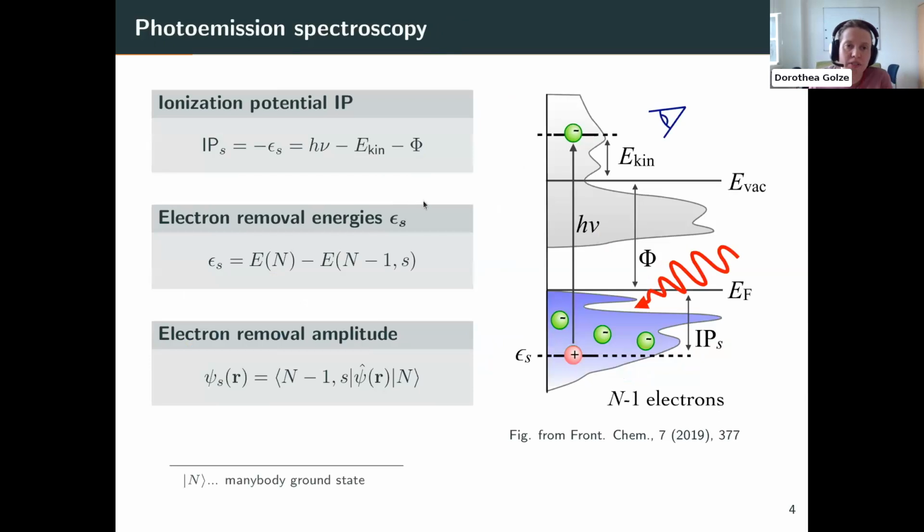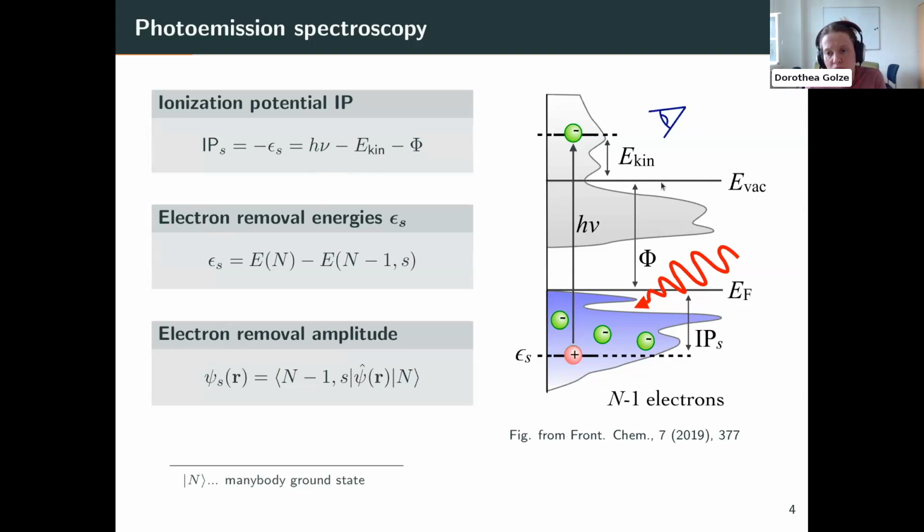To go a little bit more in detail in the photoemission spectroscopy, we can get the ionization potential, IP, for a certain state S. It could be, for example, the HOMO of the molecule, by measuring the kinetic energy of the ejected electron. We know the frequency of the light that we were shining on the material or the molecule.